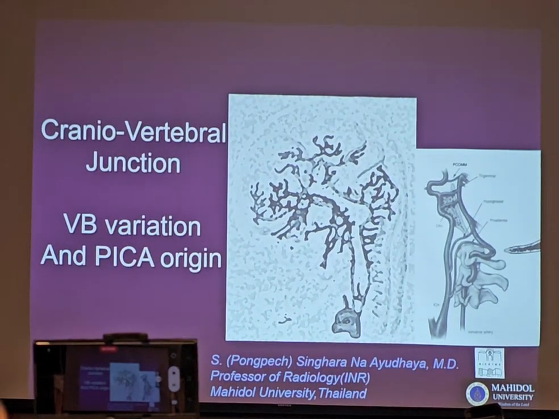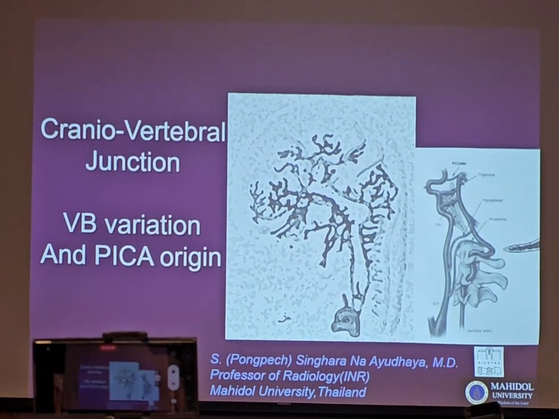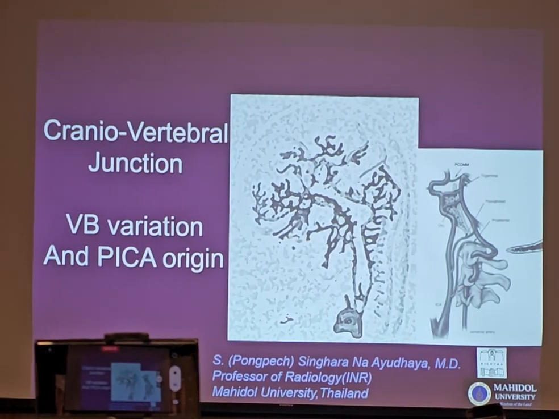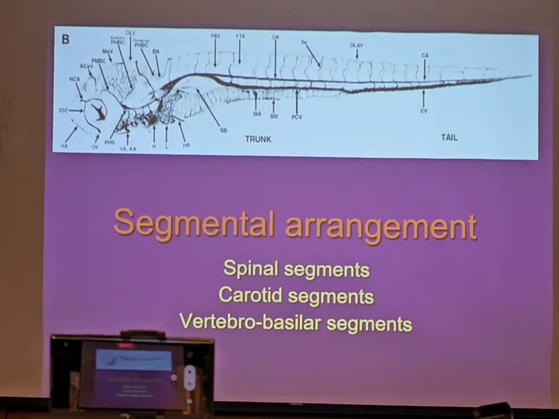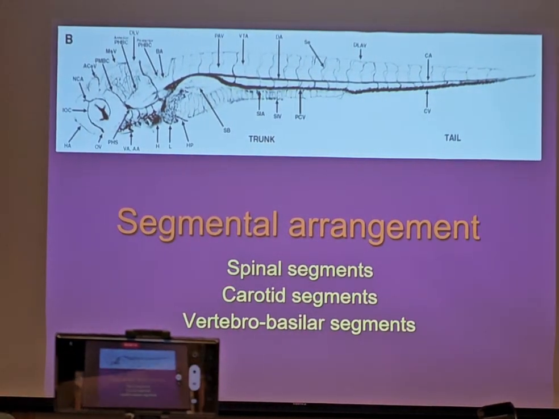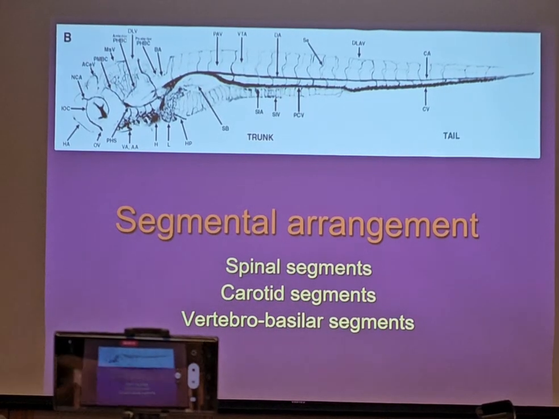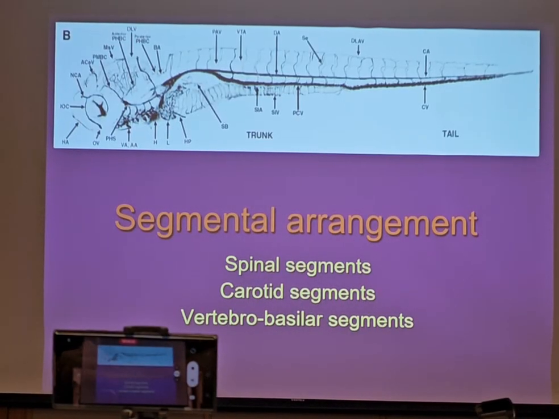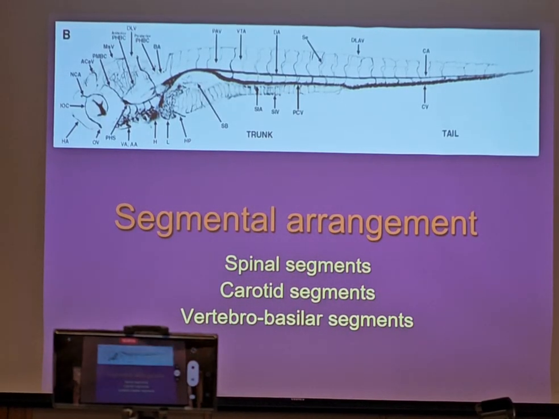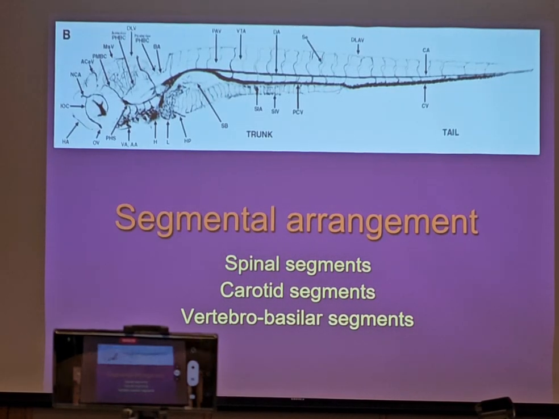About the vertebral-basilar junction variation and polygon origin. The first concept that we need to bridge between the cranium and the spinal level is the segmental arrangement, which you will see from animals up to human beings, and for sure this area is the junction between the spinal segment and carotid segment.